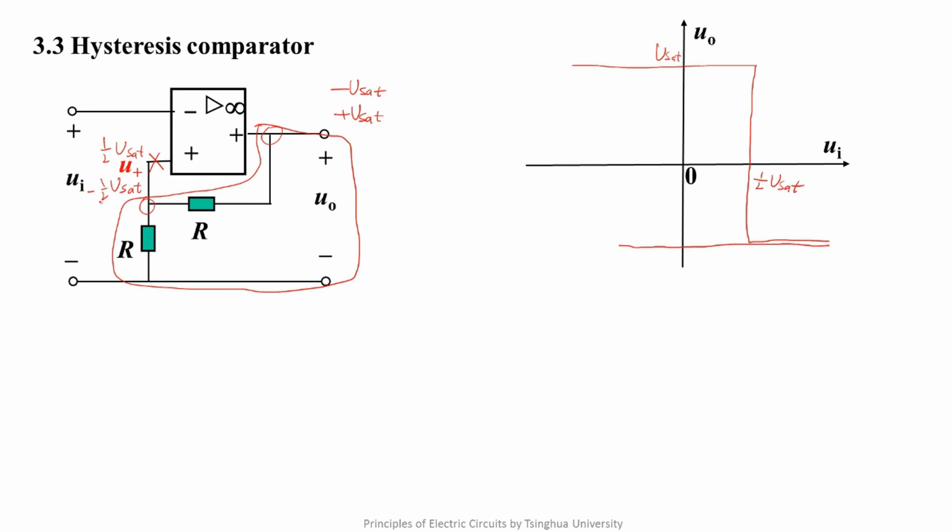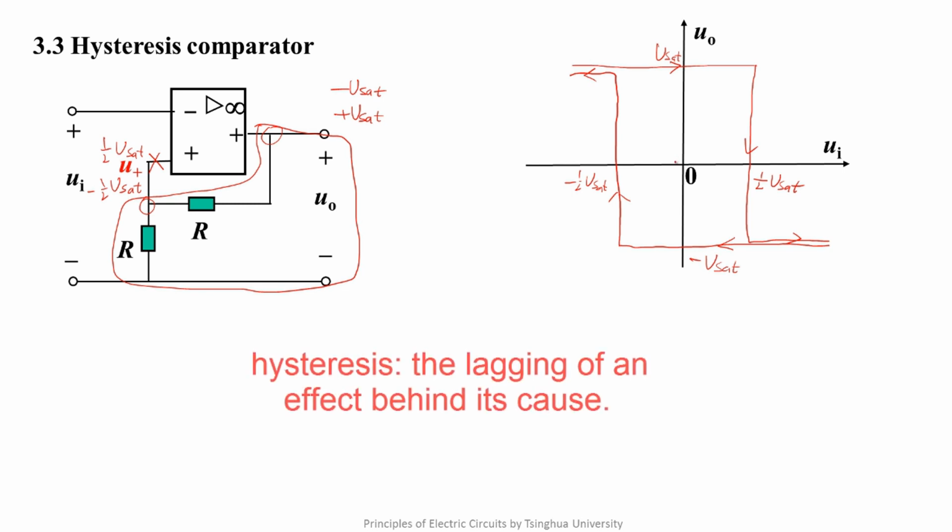Once the input is less than minus half of U-set, the non-inverting input is greater than the inverting input. Due to the characteristic of positive feedback, the output changes to positive U-set very quickly. This is the characteristic curve of the op-amp circuit with positive feedback, in which the output always lags behind the input. So the circuit is called the hysteresis comparator.